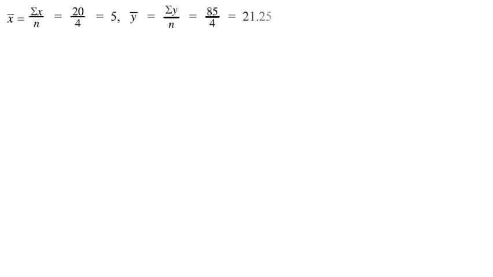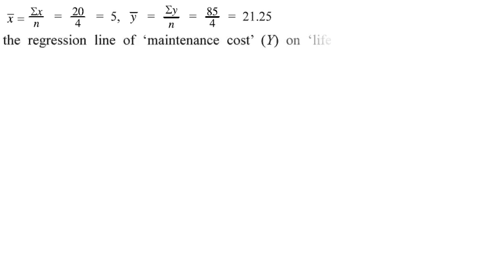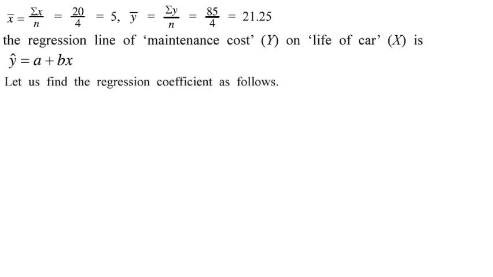Start by writing down the means which you had to find. Right now your mean X bar is 5, Y bar is 21.25. The regression line of maintenance cost Y on life of car X is, always start with the titles, always start with the formulas. Don't start the sum without writing titles and formulas first. Now this is your regression line formula, that is Y cap is equal to A plus BX. First you need to calculate B, the regression coefficient. So for the regression coefficient B, we will start by writing down the formula here.